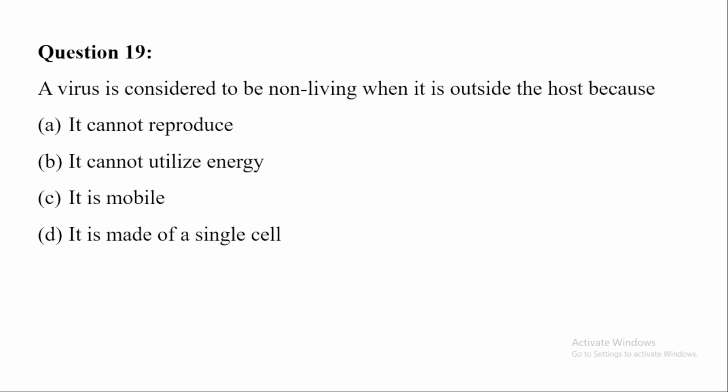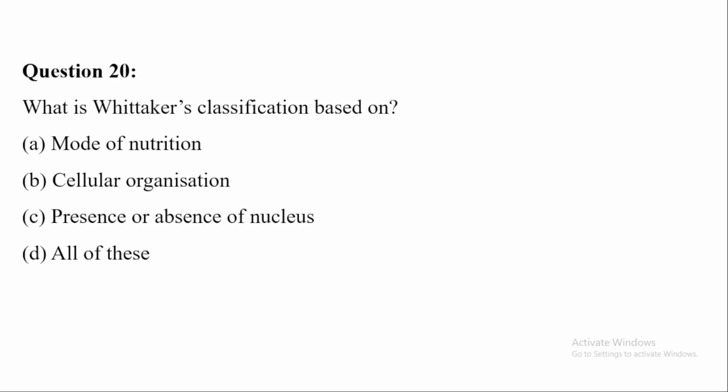Okay, so the next question: what is Whittaker's classification based on? I have taken this name a few times in the session, Whittaker's classification. I have told you also about the five kingdoms. So what is it based on? Mode of nutrition, cellular organization, presence or absence of nucleus, or all of these above. What do you think the answer is? How did Whittaker classify the organisms? Ma'am, all of the above.